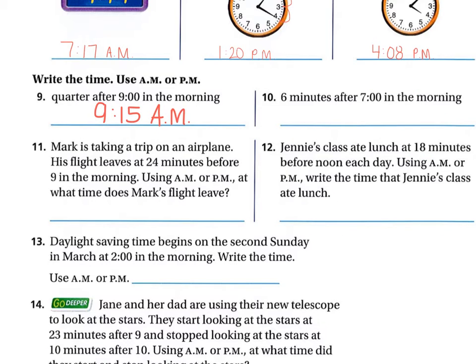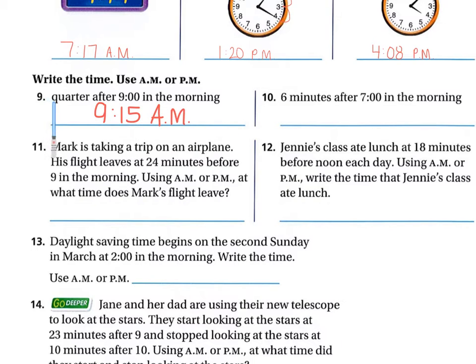The answer to number 9 is 9:15 a.m. I know that it's 9:15 a.m. because it says quarter after 9. So it's after 9. That means I'm going to be in the 9th hour still, and I'm going to be a certain number of minutes after 9, and we need to figure out how many minutes exactly that is.